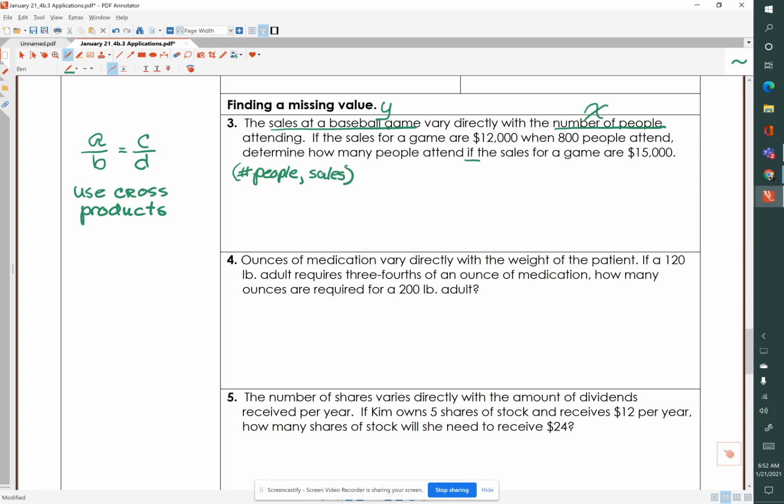So we're given two sets of points with one value missing. The first thing we have is, if the sales for a game are $12,000 when 800 people attend. So that's the first point: 800 people and the sales are 12,000. Now, determine how many people. So that's our missing X value, if the sales are 15,000.